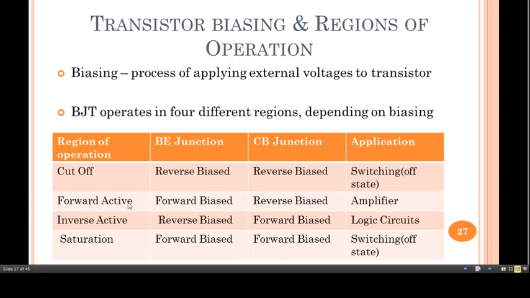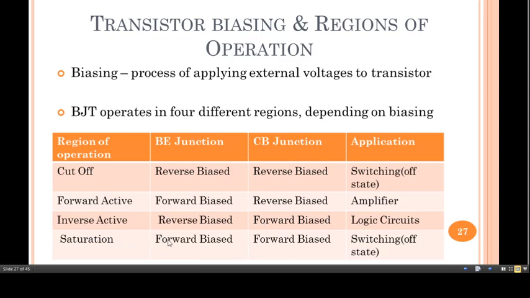For forward active, base emitter junction is forward biased, collector base junction is reverse biased, and the application of transistor is amplifier. Next is inverse active. In inverse active, base emitter junction is reverse biased, collector base junction is forward biased, and the application of transistor is as a logic circuit. Next operating region is saturation.